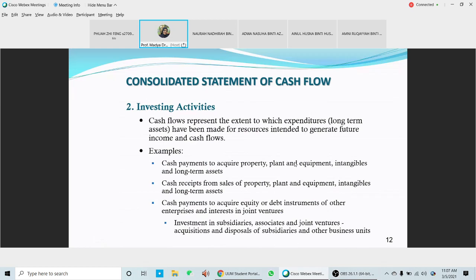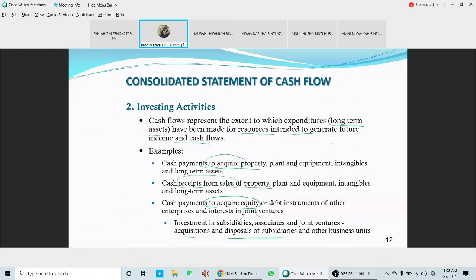Okay, the next one is investing activities. Investing cash flows represent the extent to which expenditures relate to long-term assets. Any expenditure on long-term assets is made for resources intended to generate future income and cash flow. For example, when you acquire PPE or any other asset, cash receipts from the disposal of your PPE, and cash payments to acquire investments. Investments are also part of your investing activity, whether the investment is a subsidiary, associate, or JV. Once you have investments, you may have acquisitions and disposals.